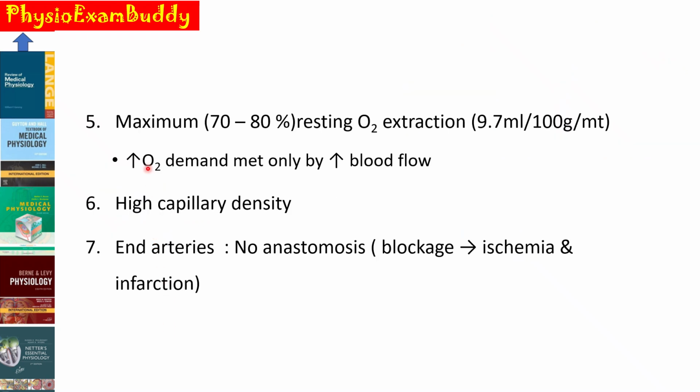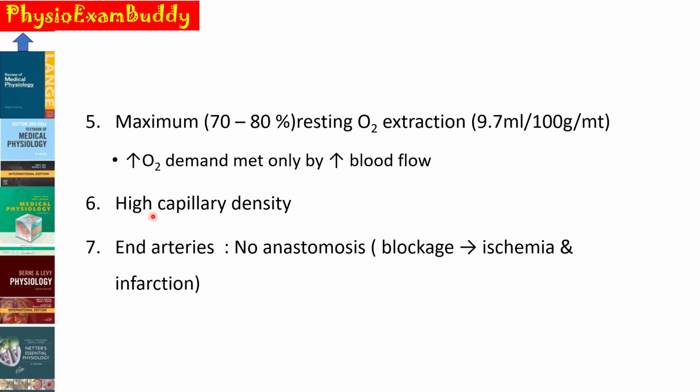Next special feature of the coronary circulation is that the coronary blood supply has a maximum resting oxygen extraction, that is almost 70 to 80% of the oxygen extraction happens in the coronary circulation, that is around 9.7 ml per 100 gram per minute, and an increased oxygen demand in the body can only be met by increased blood flow.